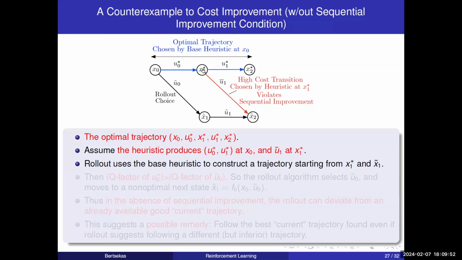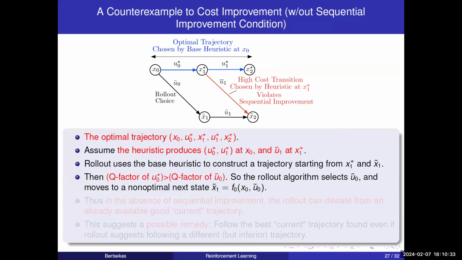From here, the base policy tells us to go along this edge. That's what the base policy says. And this edge has a high cost. So rollout will choose this control as the minimum control, and the rollout policy will tell you to go this way. But we know that the base heuristic starting from x0 happens to be the optimum trajectory. So you can see that in the presence of this non-sequentially consistent heuristic, the cost of the rollout policy must be greater than the cost of the base heuristic. Okay, so that's what this says.